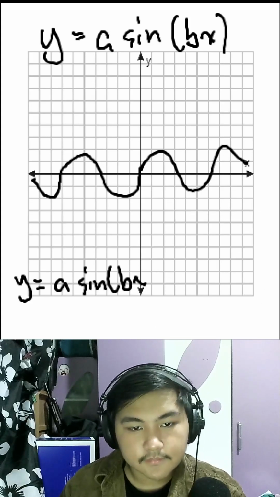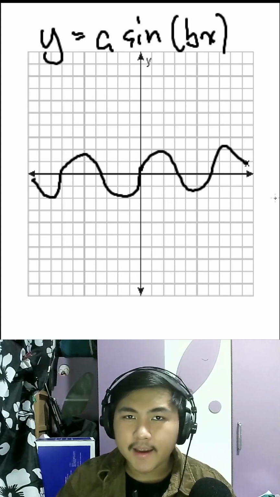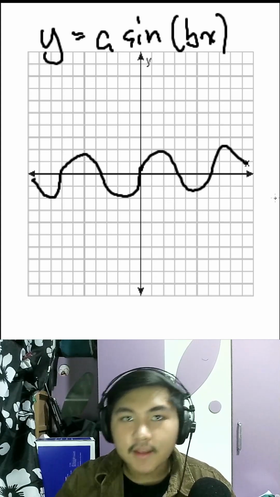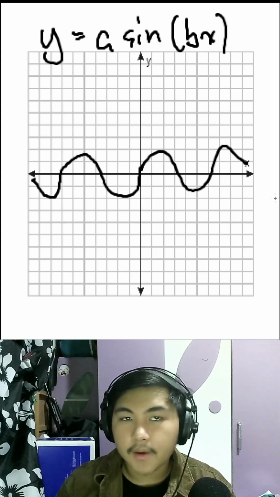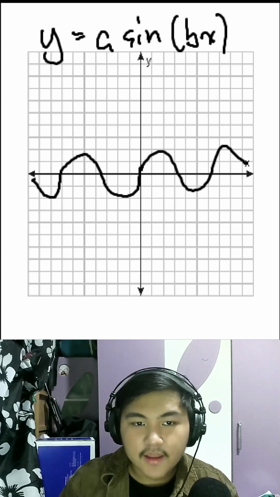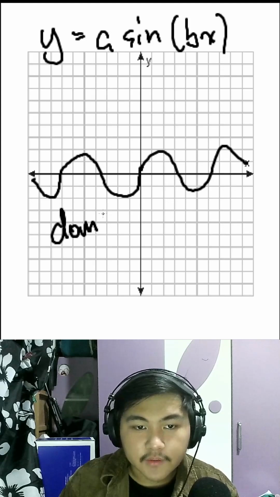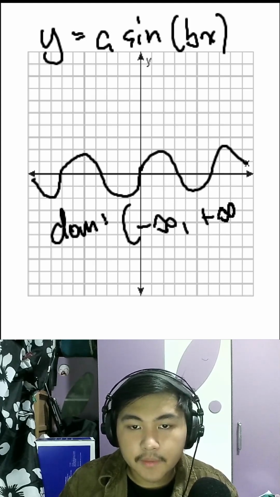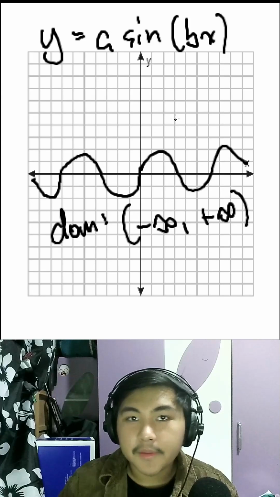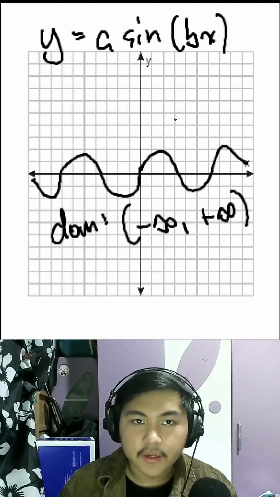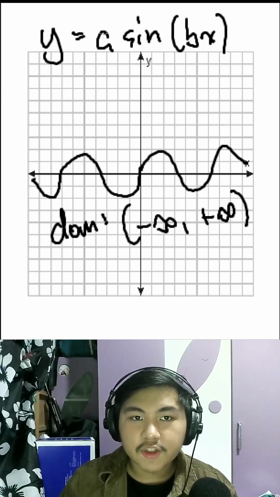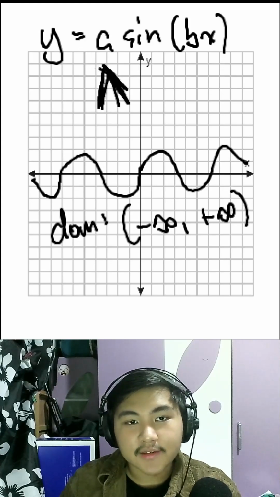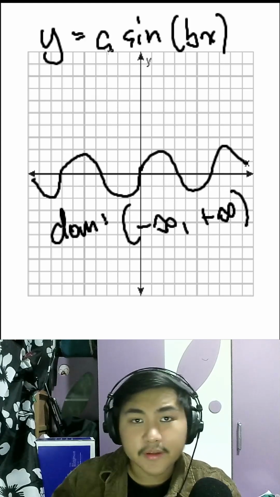Now we can move on to the key features of sine functions. All we have to know about sine functions is that it goes on from negative infinity to positive infinity, which means that the domain of these functions is always from negative infinity to positive infinity. But the range is a different story. All we have to remember is that the range always depends on what your amplitude is, unless it is translated up or down, of course.